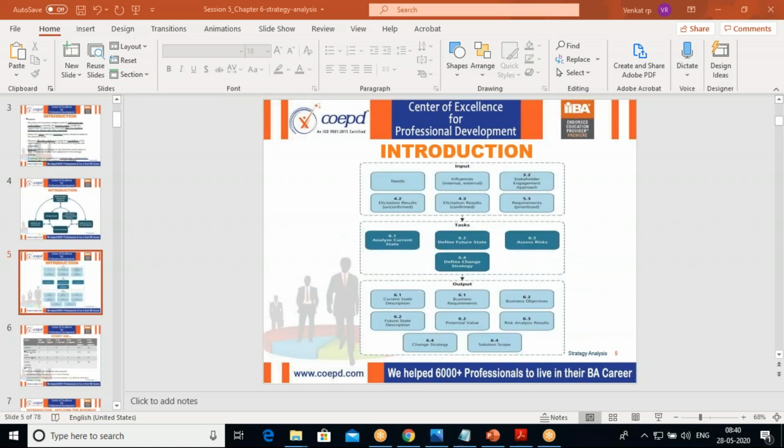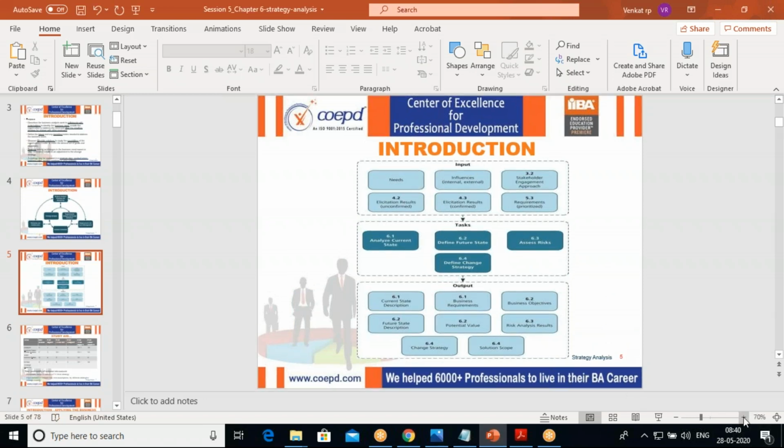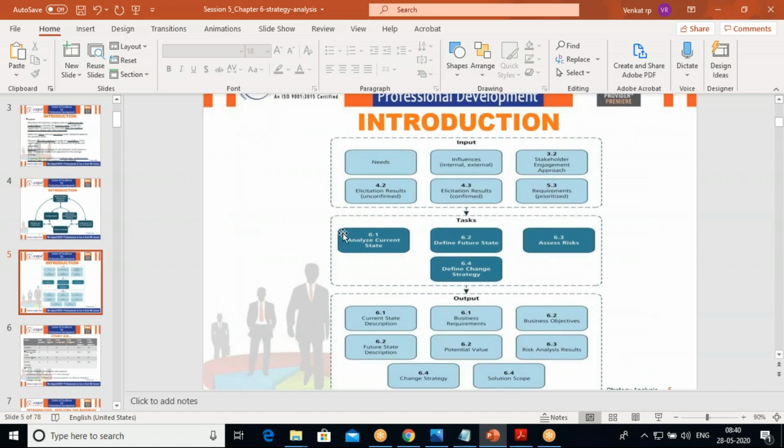Fine. Let me magnify it and show it to you. Okay, analyze current state. If you look at the outputs, we have 2 outputs here. Previously we were only seeing 1 input in the previous tasks, and requirements analysis and design definition got 2 outputs individually, for each task. Here it is a little different case.